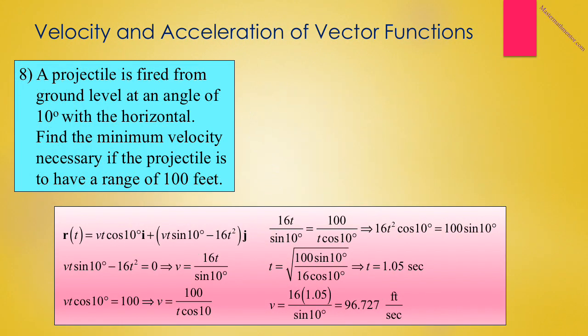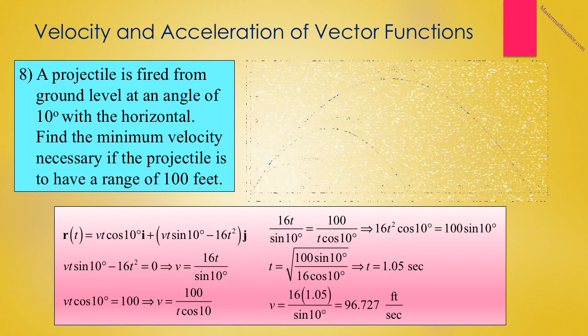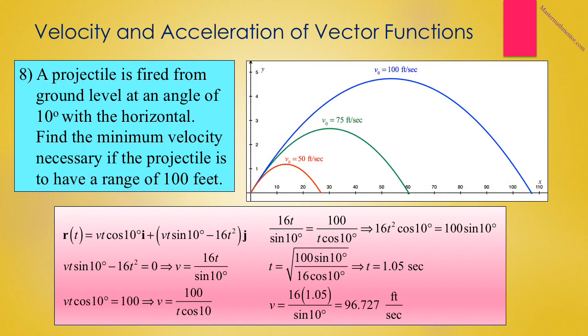Number 8 reads, a projectile is fired from ground level at an angle of 10 degrees with the horizontal. Find the minimum velocity necessary if the projectile is to have a range of 100 feet. From the golf example previously, we realized that firing a projectile at an angle of 10 degrees will mean that it will not go very far. The only way to make it go further is to change the initial velocity. We are interested in that actual velocity needed to make the projectile travel 100 feet.